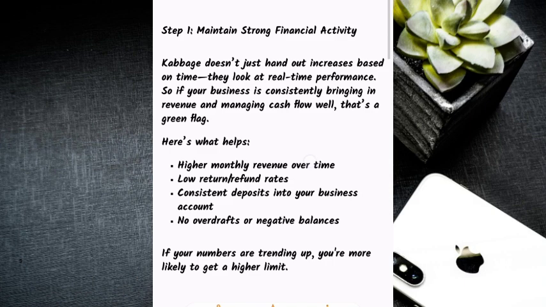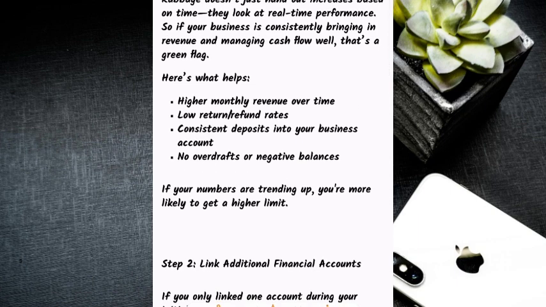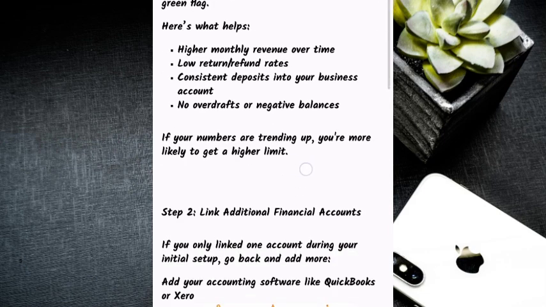Now, here's what helps. The first is higher monthly revenue over time. You also have low returns/refund rates, consistent deposits into your business account, as well as no overdraft or negative balances. These all help to show Kabbage that you're ready for more. Now, if your numbers are trending up, you're more likely to get a higher limit.